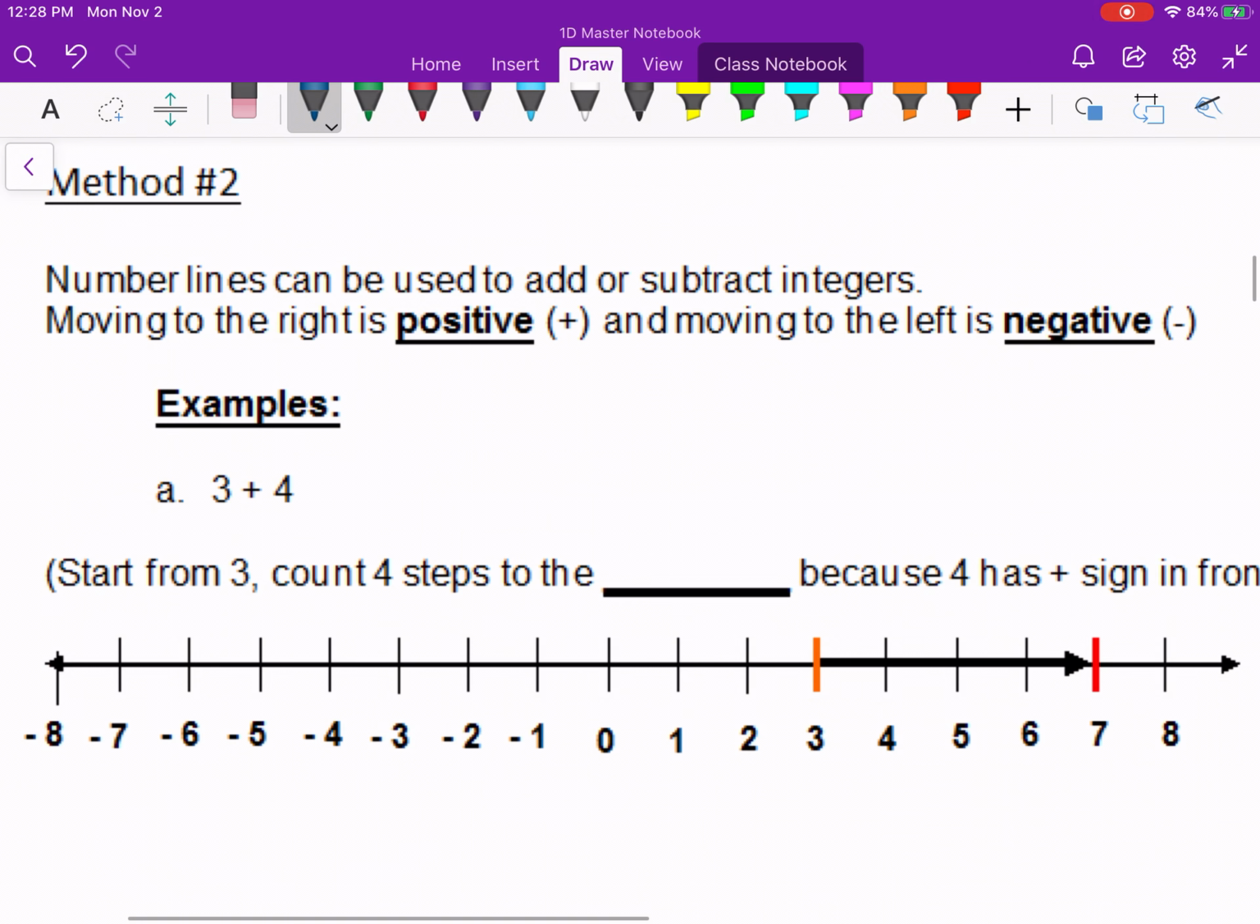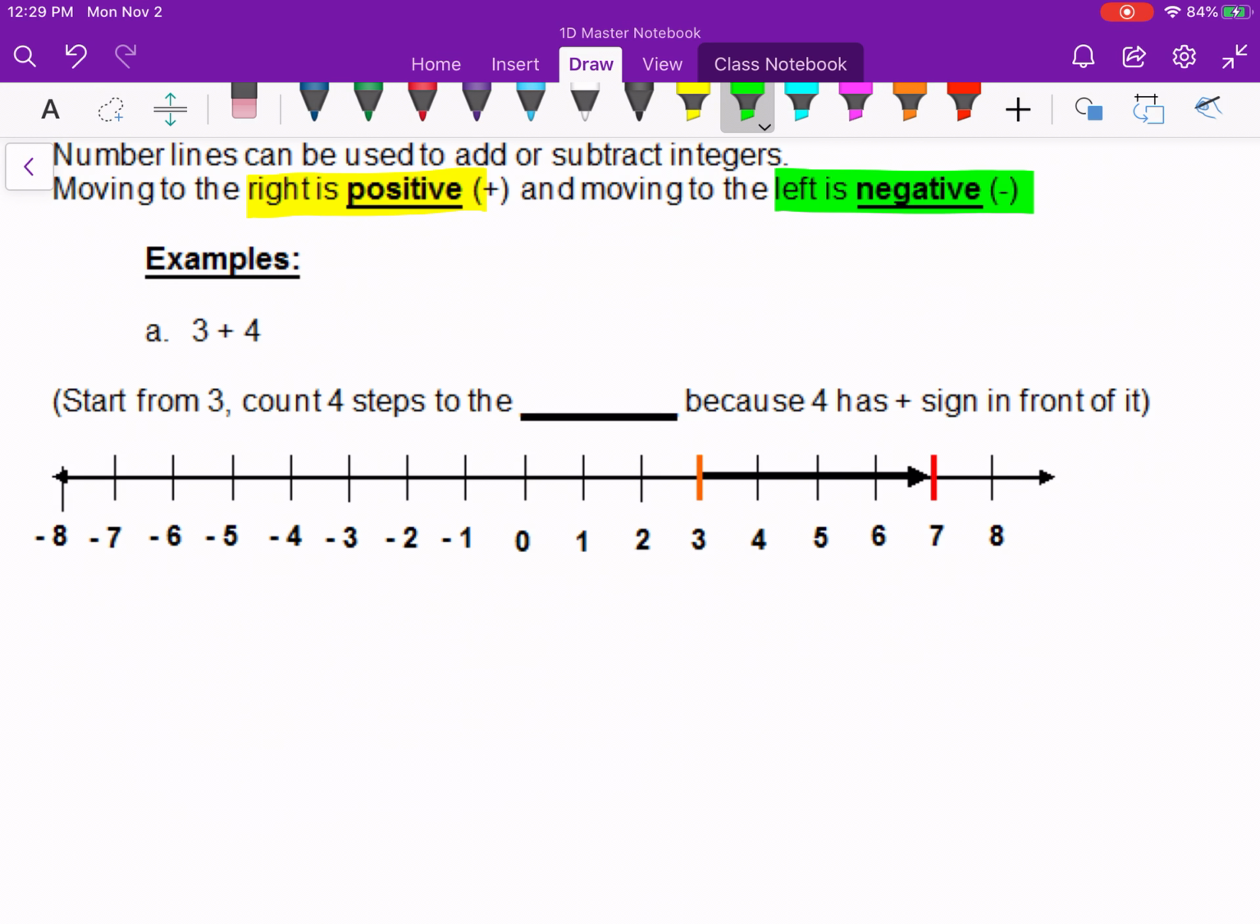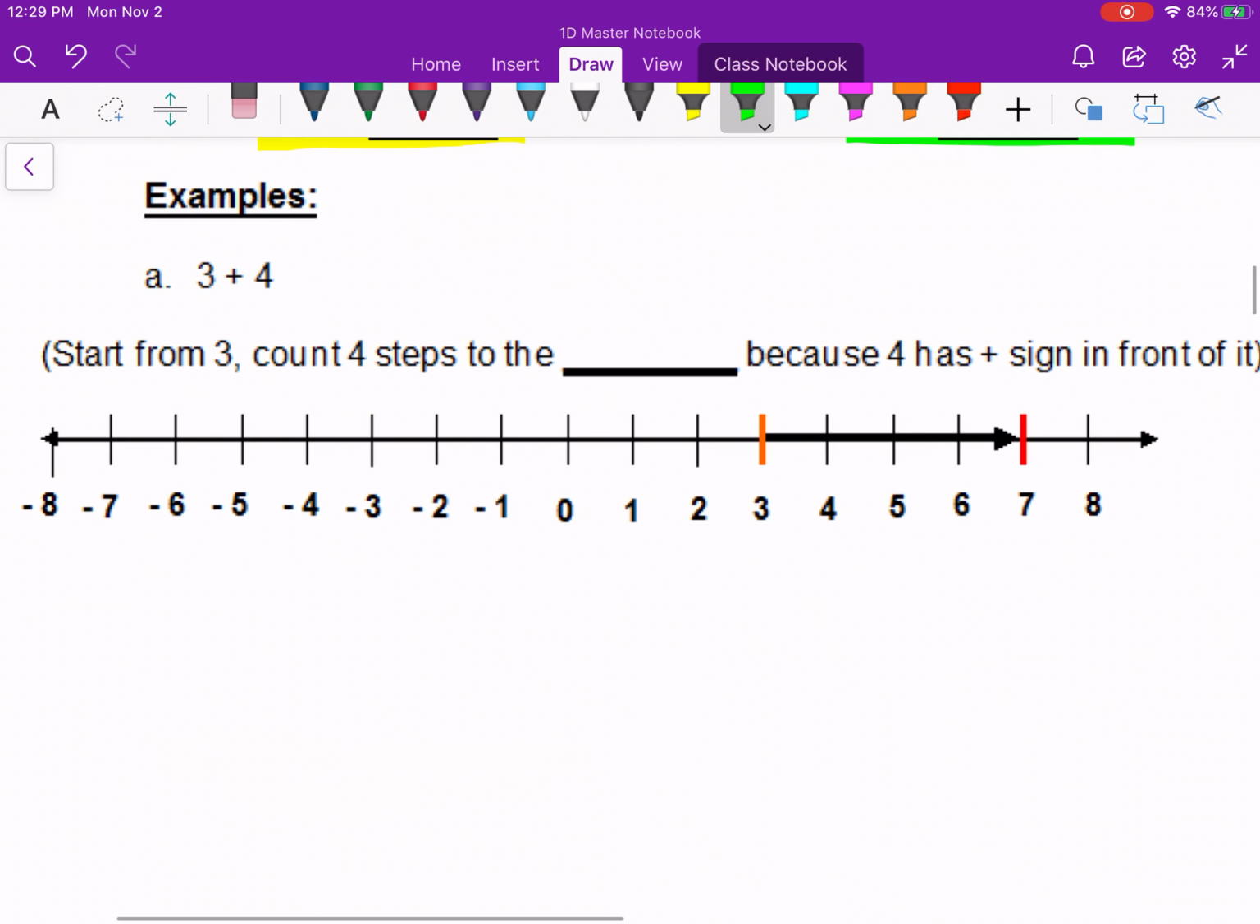Another way we could look at it is to use number lines. Number lines can be used to add or subtract integers. If we are adding something, if we have a positive number, we're going to move to the right. And if we have a negative number, we're going to move to the left. So if we were to look at 3 plus 4, then we'd start at 3. Whatever our first number is, that's our starting place. We're starting at 3, so we find 3 on the number line. And then plus 4 is saying go 4 steps to the right, because positive moves to the right.